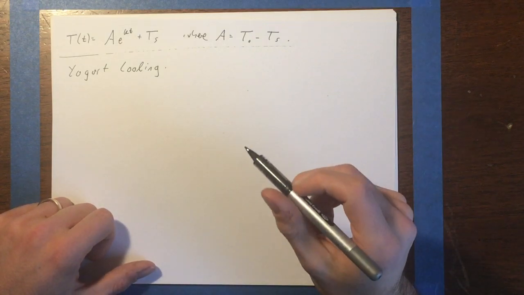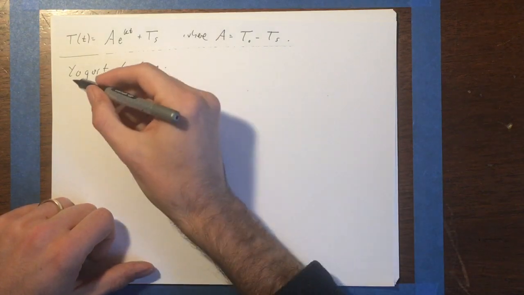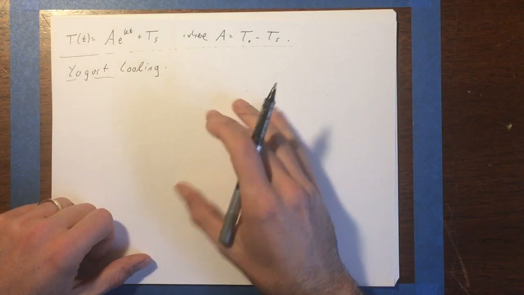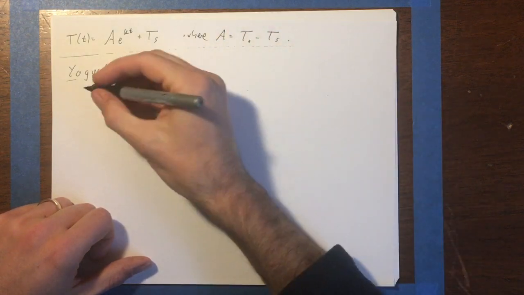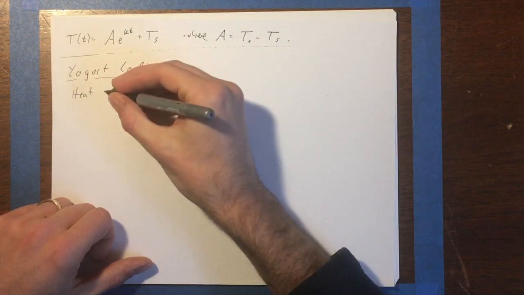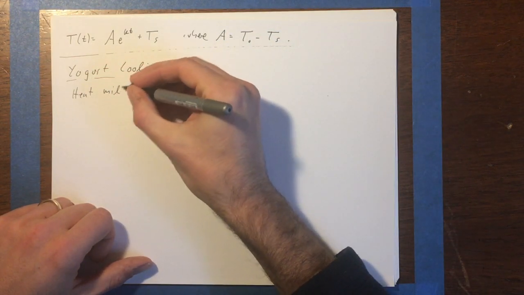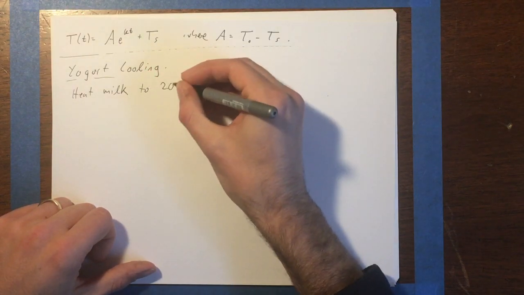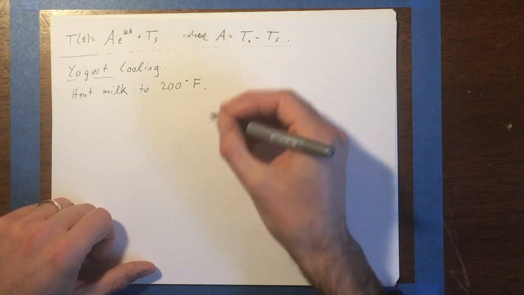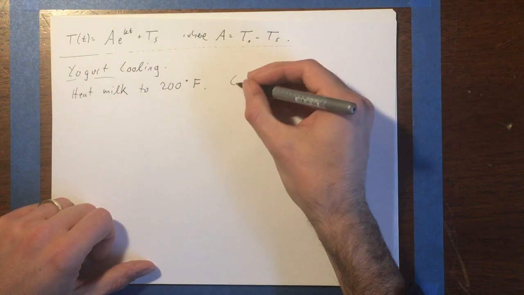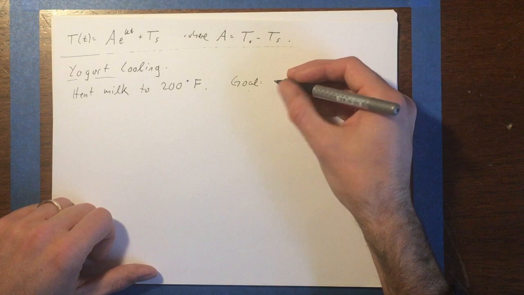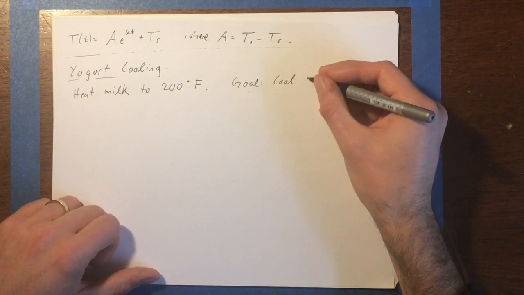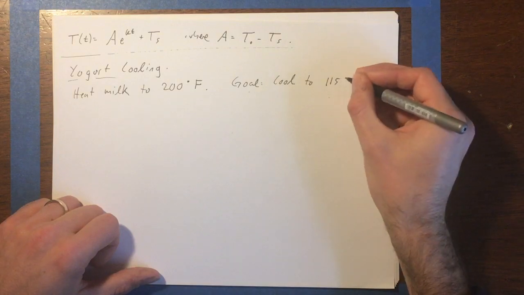So when you make yogurt, what you actually have to do is take some milk and heat the milk to a certain temperature. When my wife and I were doing this, we heated up the milk to 200 degrees Fahrenheit. And then what you have to do, and this is our goal in this problem, is wait for that milk to cool to 115 degrees.